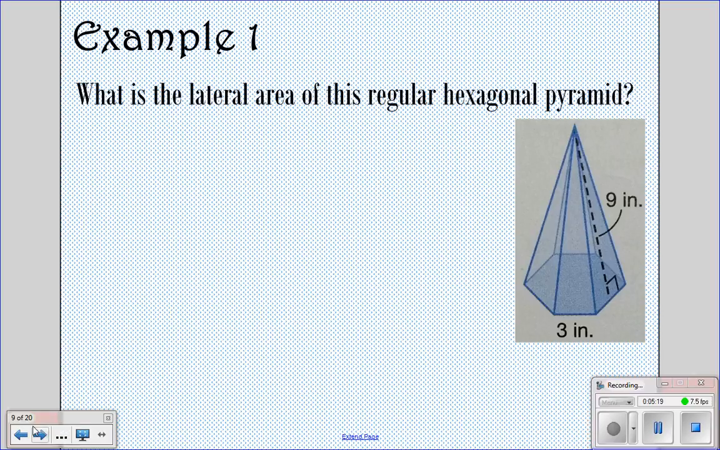So we want to find the lateral area of this regular hexagonal pyramid. So in order to find the lateral area, the lateral surface area formula is 1/2 PL. So the perimeter.